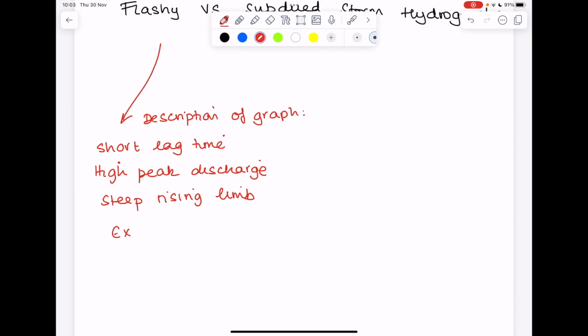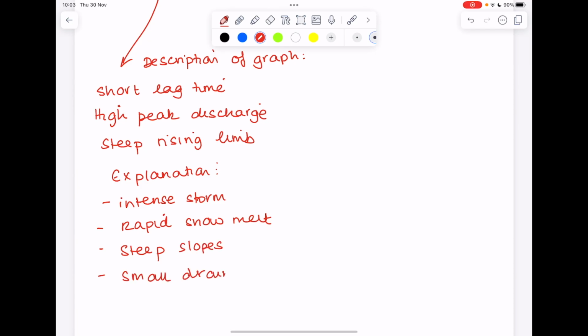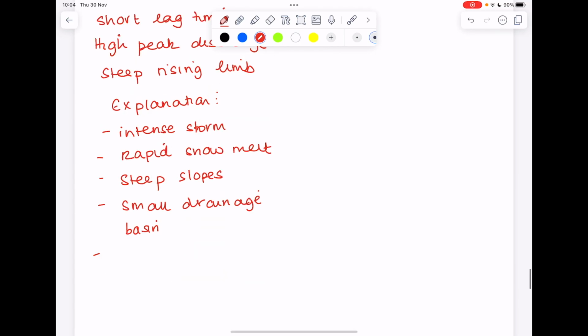Why do we get these various features that we see on the graph? Well, for a number of reasons. You could have had an intense storm or rapid snow melt, steep slopes. So if we consider the geology, steep slopes mean that we'll get lots of runoff into those rivers. A small drainage basin will also give rise to flashy storm hydrographs. In terms of human behaviours, deforestation and urbanisation will increase surface runoff and therefore mean that you're more likely to get a flashy storm hydrograph. So there's lots of different factors you can talk about affecting the shape.